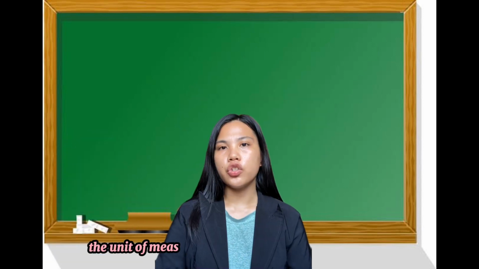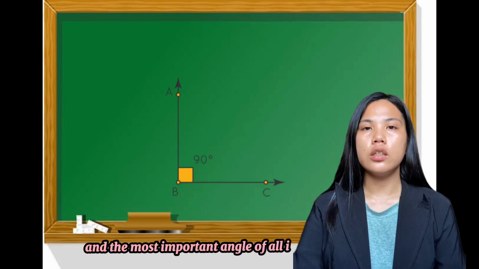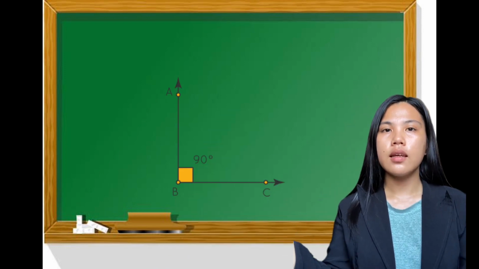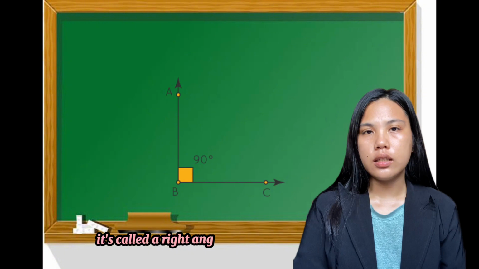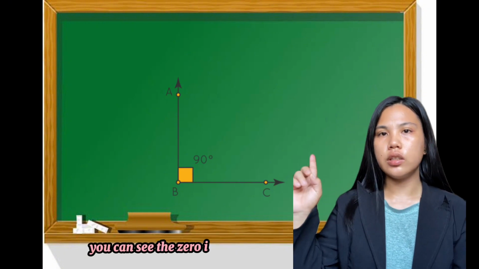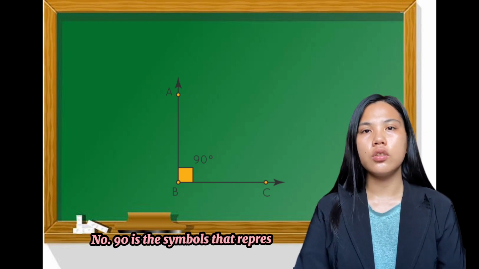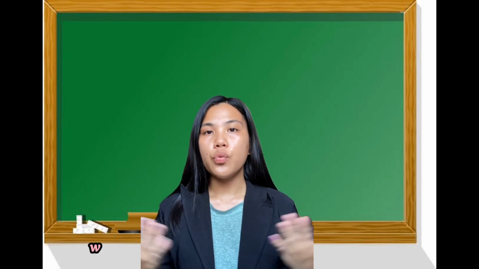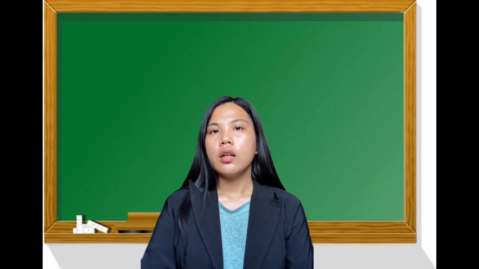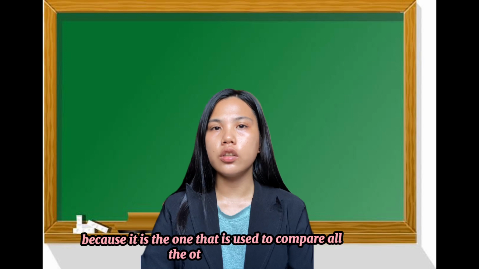The unit of measure of angles is the degree, and the most important angle of all is this one. It's called a right angle, as it measures 90 degrees. You can see the small zero in the upper part of the number 90; it is a symbol that represents degrees. We say a right angle is the most important because it is used to compare all the other angles.